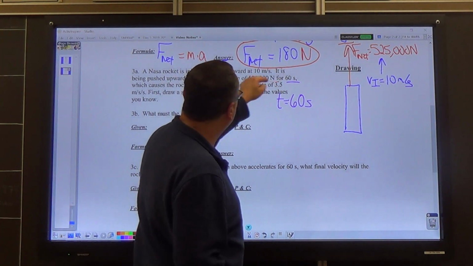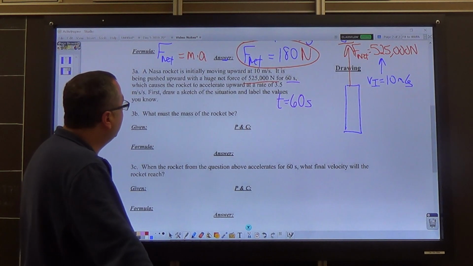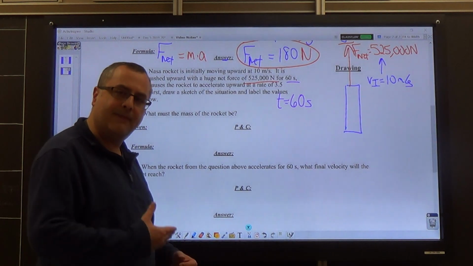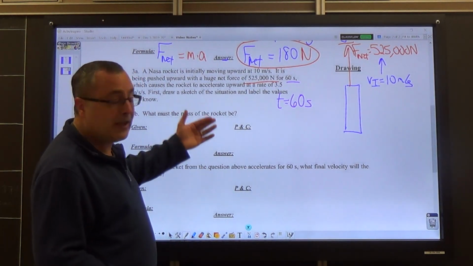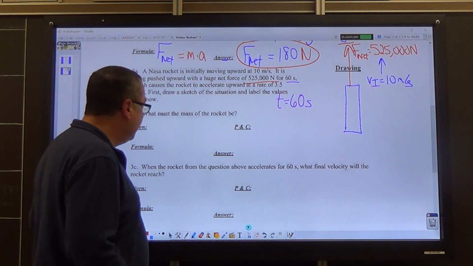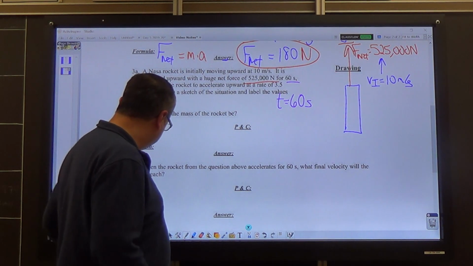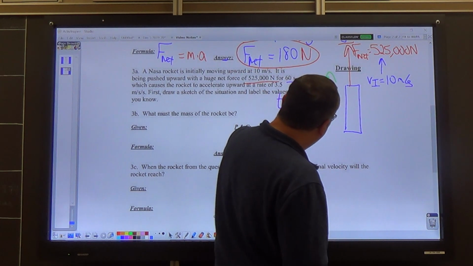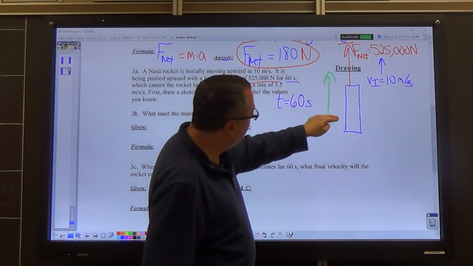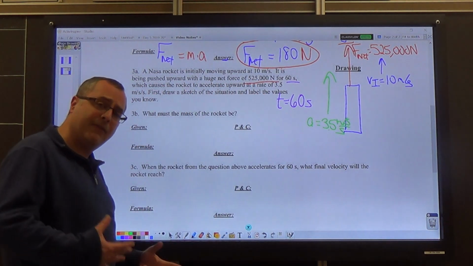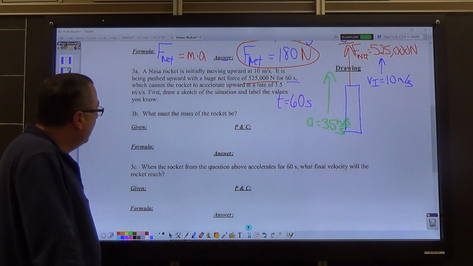And the last thing it says is it has an acceleration of 3.5 meters per second per second. In other words, it goes 3.5 meters per second faster for every second that it's being pushed with that force. So for the acceleration, I'm going to put that off to the other side and say acceleration is 3.5 meters per second faster every second. So we've got everything set up. It's time to go ahead and answer the question.